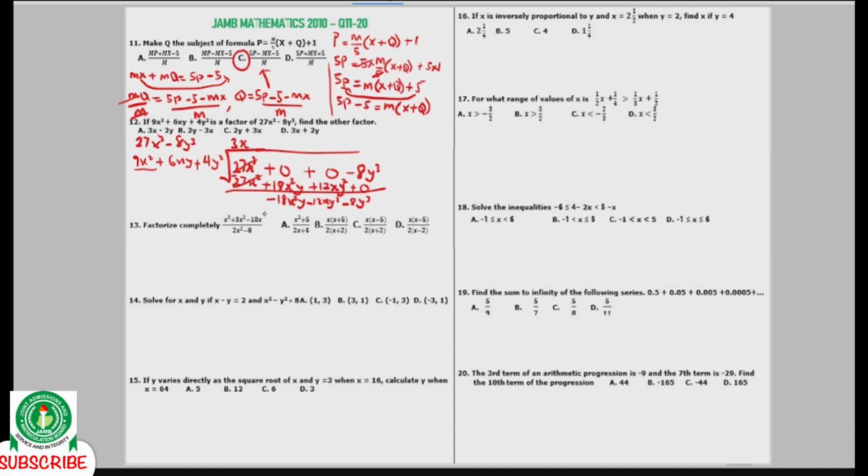Now the next thing to do is to take this 9x² to divide this minus 18x²y. So 9 divided by minus 18 is going to give what?